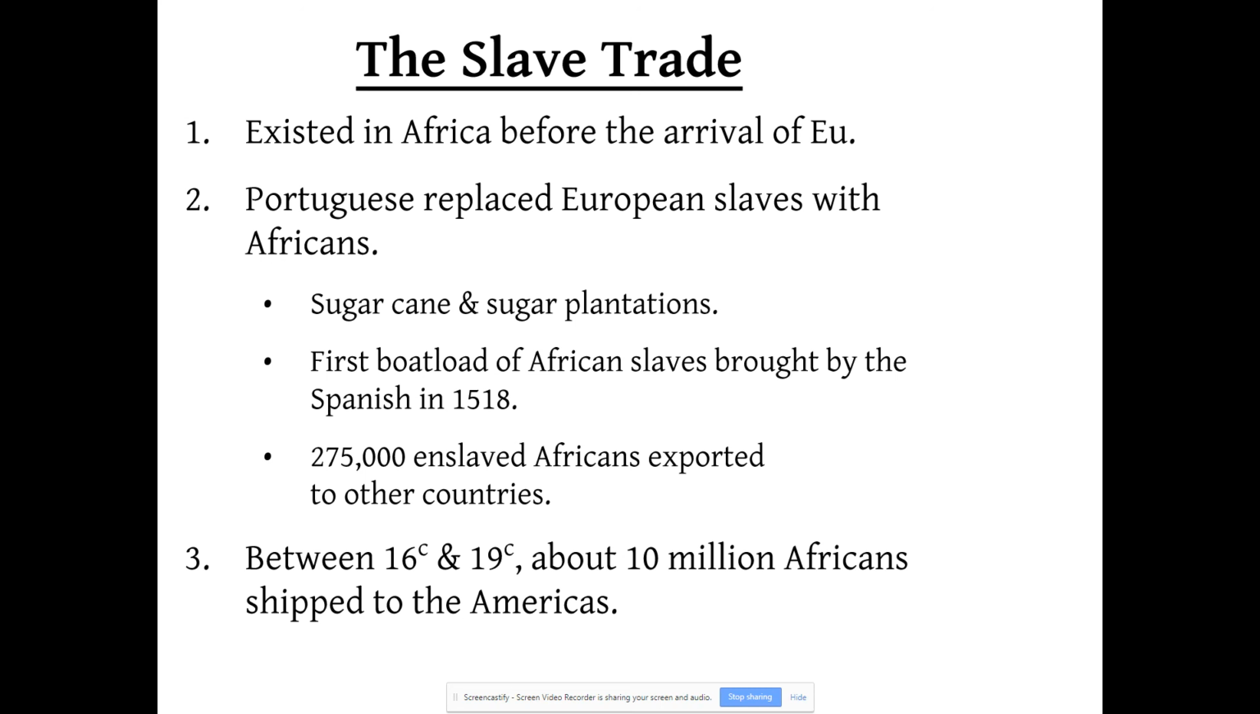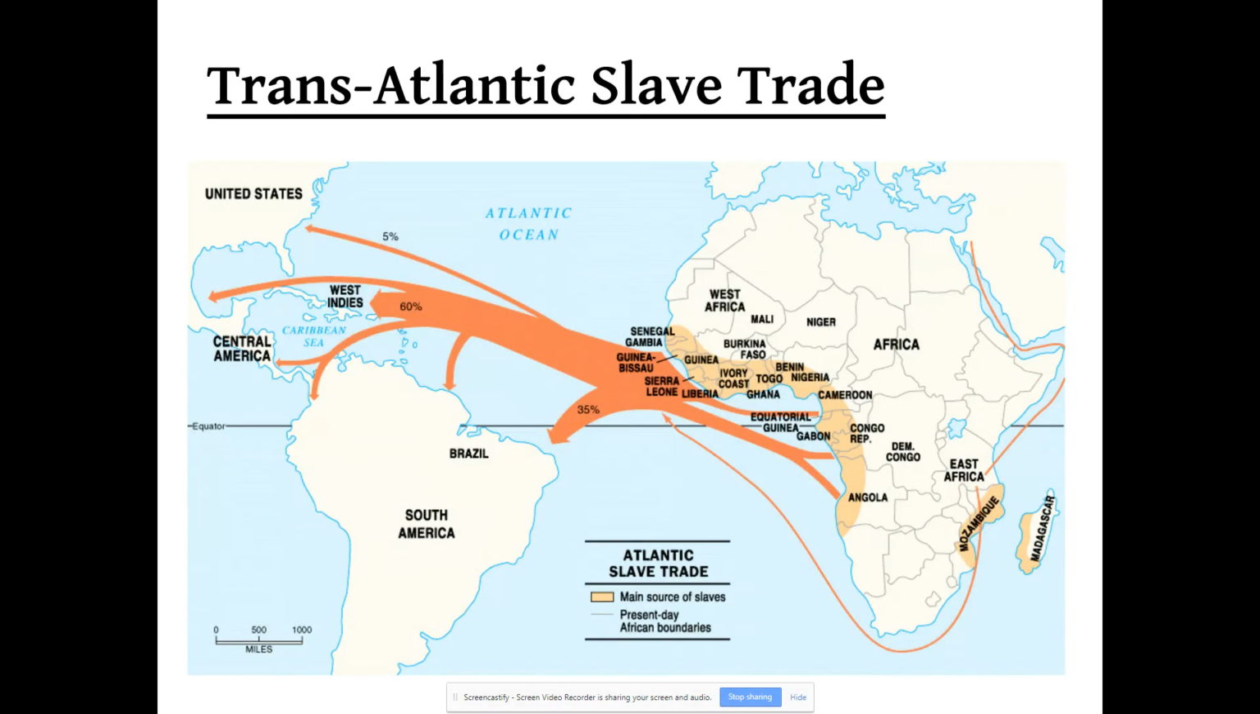Many of the slaves had a built-up resistance to the diseases that had wiped out the Native Americans. So to a lot of Europeans, it seemed like a logical choice. Slaves were being brought over to the Americas less than 30 years after Columbus initially discovered the Americas. And between the 16th and 19th centuries, about 10 million African people are going to be shipped to the Americas to be used as slaves. This is just a map showing the general routes of the transatlantic slave trade.